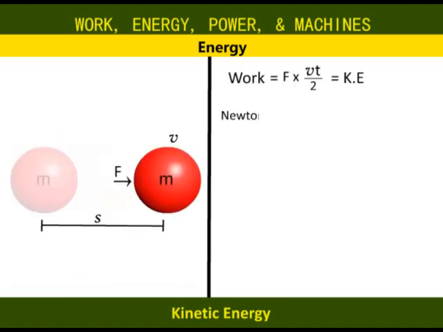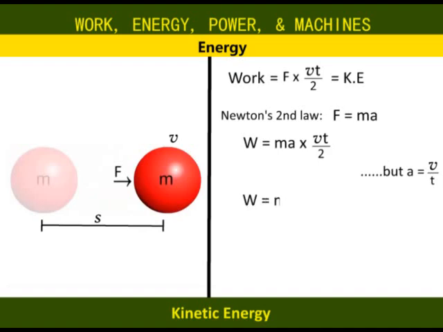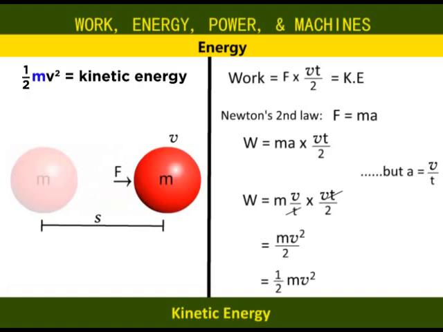From Newton's second law of motion, force is equal to mass times acceleration. Substituting above, work will be equal to ma times vt over 2. We also know that acceleration is equal to velocity v over time t. And so work will be equal to m times v over t times vt over 2. The t's cancel out so that we remain with mv squared over 2, or half mv squared. This is the expression for kinetic energy.